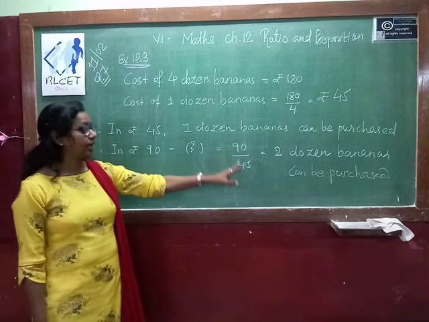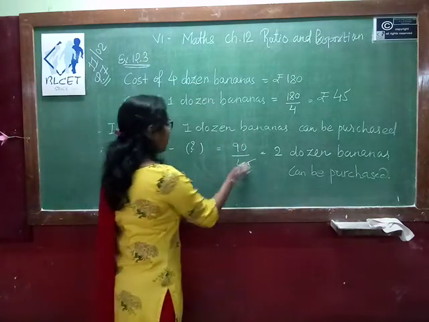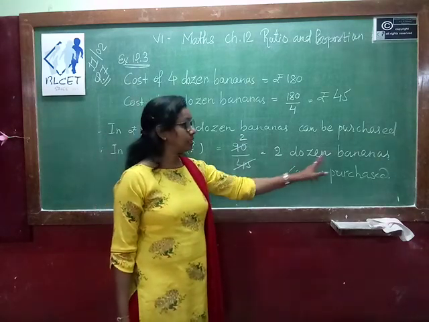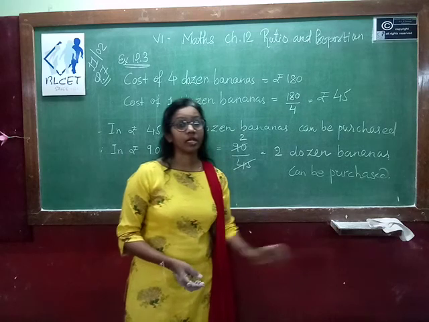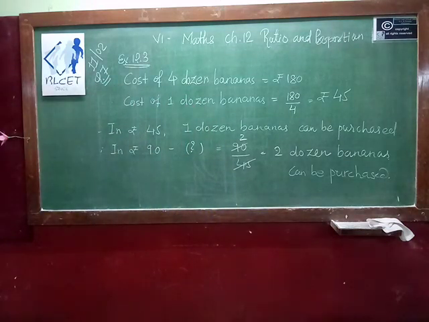So 90 divided by 45. If you do the cancellation, we know that 45 2s are 90. So 2 dozens bananas can be purchased in rupees 90. So this way we can solve question number 7.